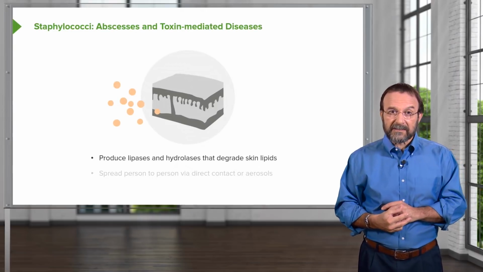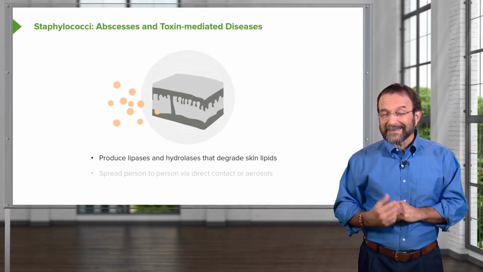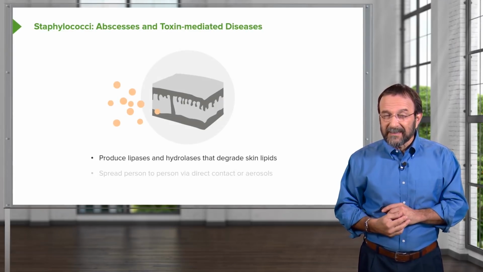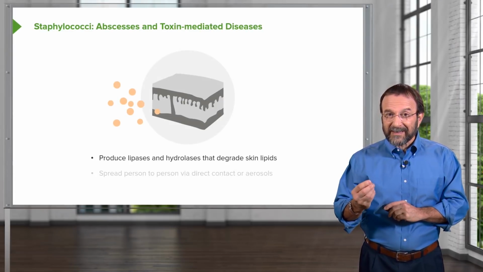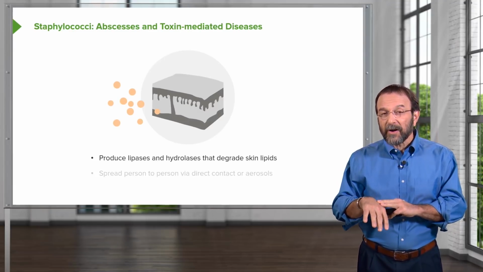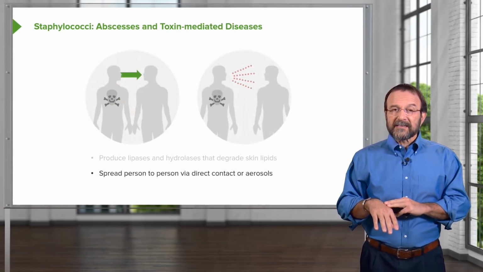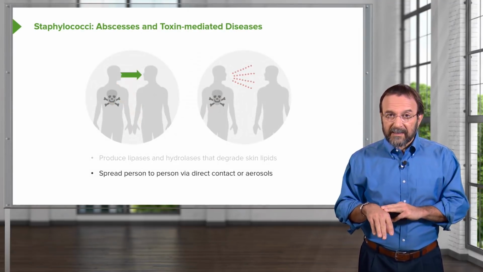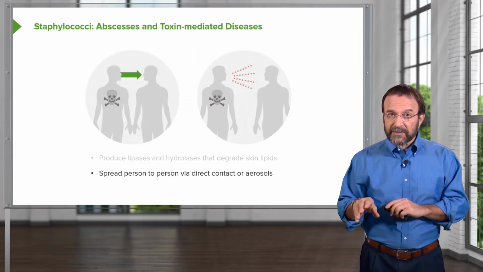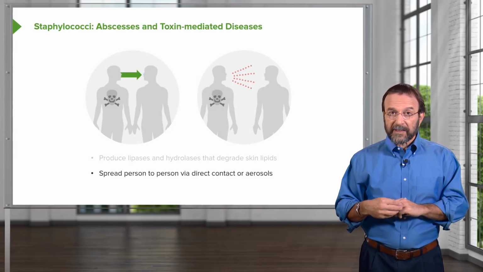So among the toxins that Staphylococci produce are lipases and hydrolases. These have as an effect to degrade the lipids of your skin, and that in part contributes to the production of these boils. These Staphylococci can spread from person to person via aerosols, respiratory spread produced by coughing or sneezing or even talking.